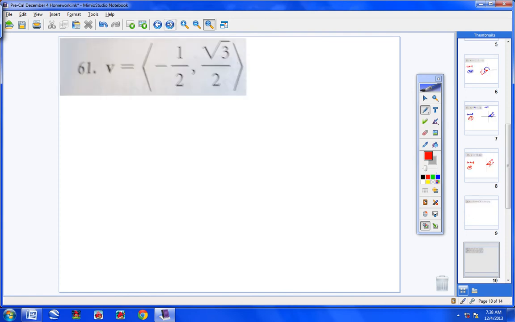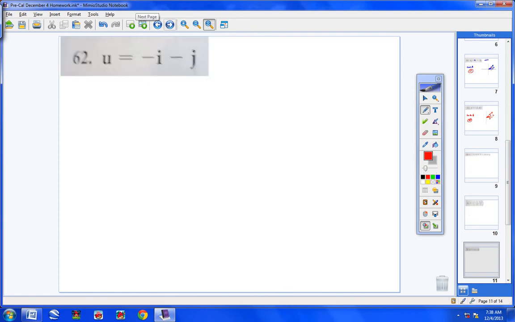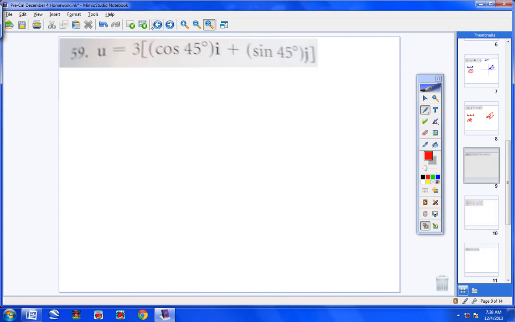Okay, looking at numbers 59, what are we doing? We're doing 59, 61, and 62. So these three problems have the same directions, and the directions read as follows. Find the magnitude and the direction angle.